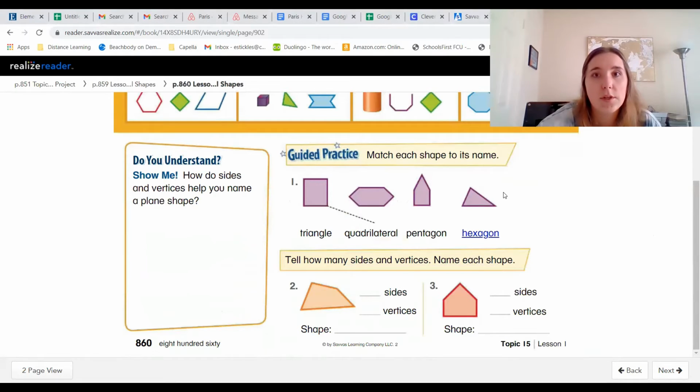Okay, so we're going to go hop in our workbooks and do some practice. Okay, so we're going to start on page 860 in our workbook. So if you need to pause me to go get your workbook and turn to this page, go ahead and pause me now. And then we're going to do these guided practice problems together.